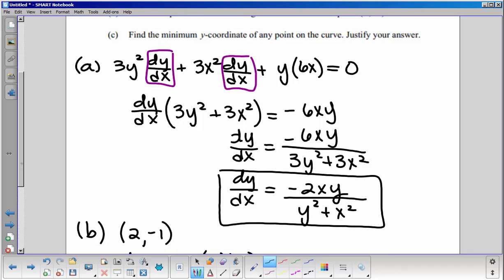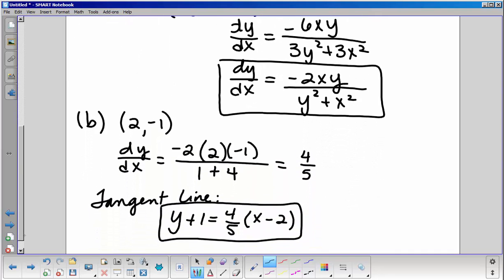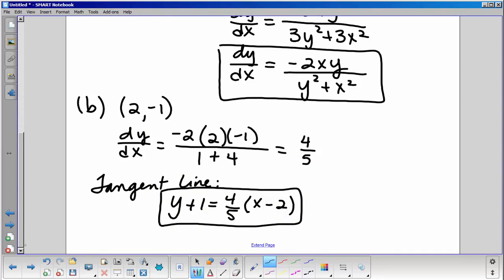Part C says, find the minimum y coordinate of any point on the curve. We're not ready to do that part. But we could do A and B. Is that okay? I have no idea what that means. How would you even approach this one? Right, but that's okay. A, B. Funny. All right. Maybe not. So let's do another one.